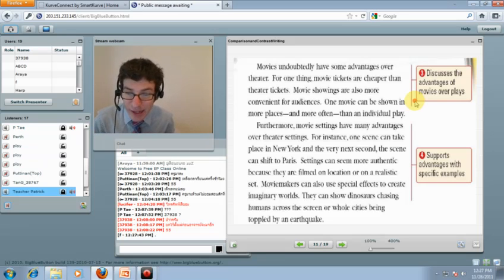Furthermore, movie settings have many advantages over theater settings. For instance, one scene can take place in New York, and the very next second, the scene can shift to Paris. Settings can seem more authentic because they're filmed on location or on a realistic set. Movie makers can also use special effects to create imaginary worlds. They can show dinosaurs chasing humans across the screen, or whole cities being toppled by an earthquake.